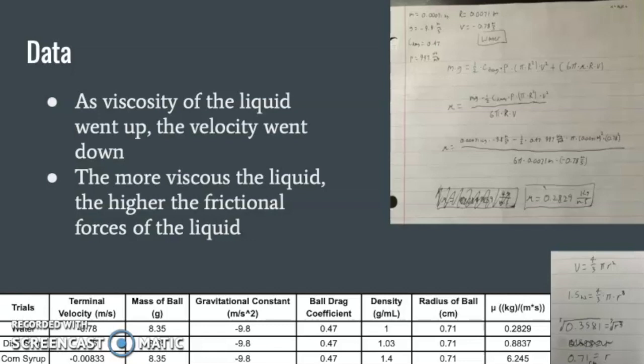Our data for this lab showed that as the viscosity of the liquid went up, the velocity went down. And as we can see through the data in the table on the bottom, the higher the terminal velocity, the lower the viscosity of the liquid. So water had the highest terminal velocity and also the lowest corresponding viscosity, and corn syrup had the lowest and slowest terminal velocity and the highest viscosity. In the bottom corner, we can see our calculation for the radius of the ball, where we measured the volume of the ball and calculated for the radius. And in the upper right-hand corner, we can see our calculation for the viscosity of water.